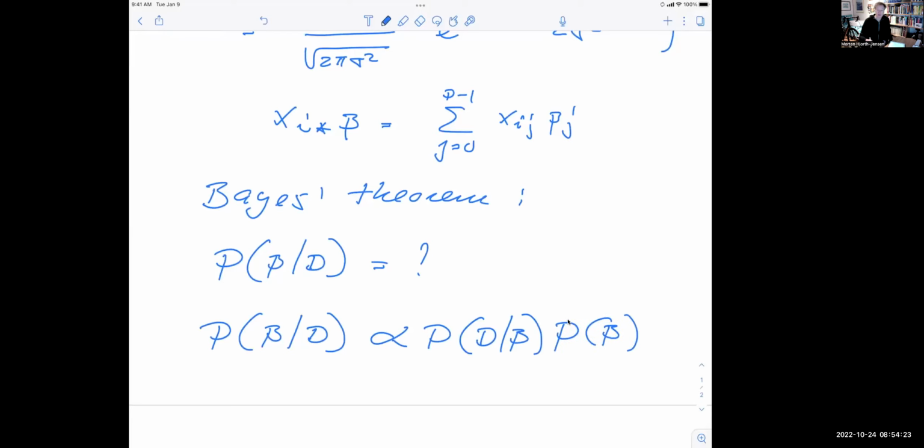So we're assuming now that beta has its own distribution. So this is the prior, if we follow Bayes' theorem, and this is what's called the likelihood.